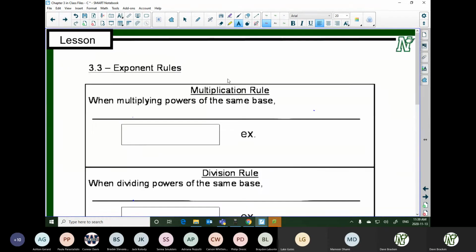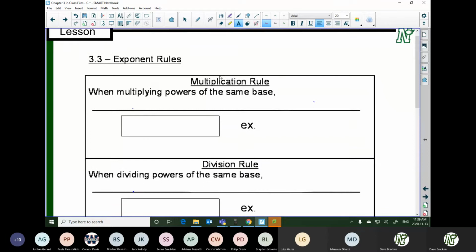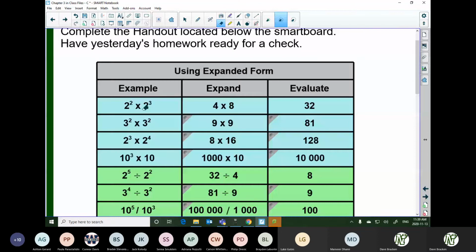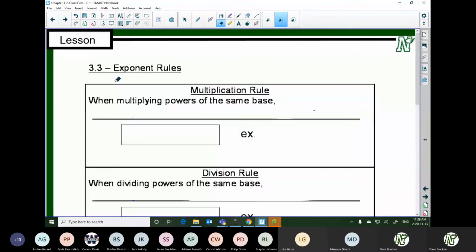And notice we have exponent rules. Everybody should see this handout, and I'm going to talk about the multiplication rule. The multiplication rule says this: when you multiply powers of the same base, you guys stay on that page. Multiply powers of the same base. All of these have the same base. What we do is we keep the base. Keep the same base. And then what did we do to our powers?